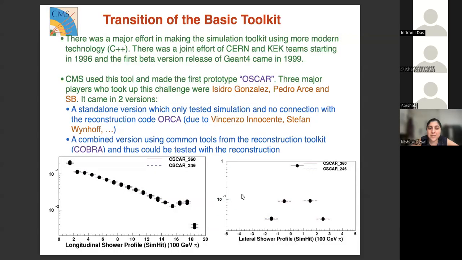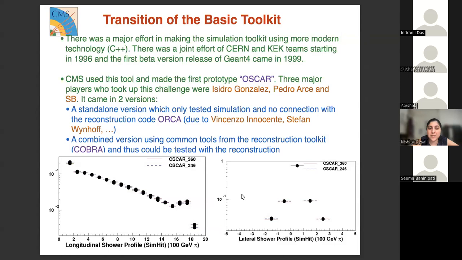Sometime by 1999 we had the beta version of Geant4, jointly developed by a team from CERN and KEK. We started the activity in 1996, and the first beta version came in 1999. So CMS was a user of this beta version, and it made the first prototype, which is called Oscar. The three major players who took up this challenge were Isidro Gonzalez, Pedro Arce, and myself.